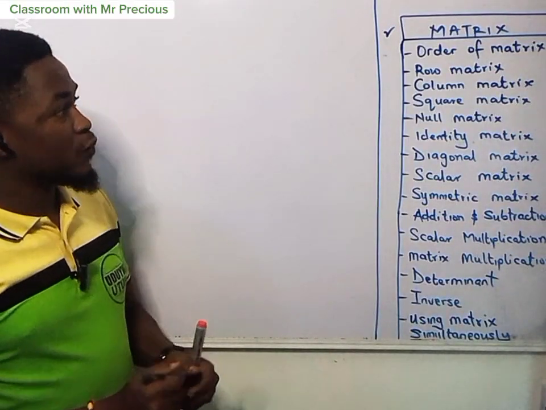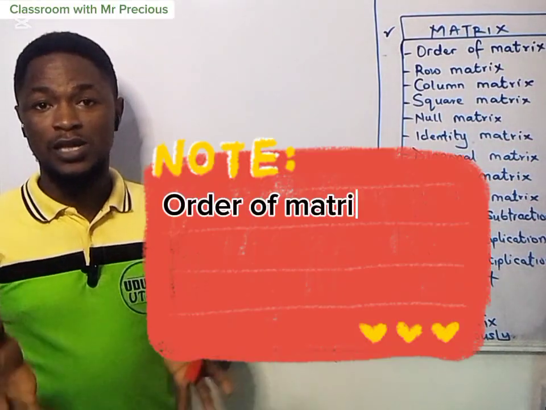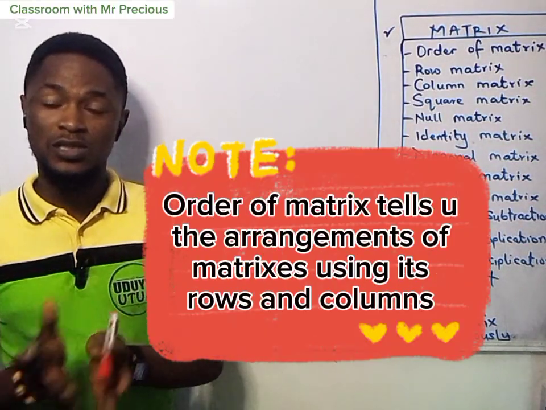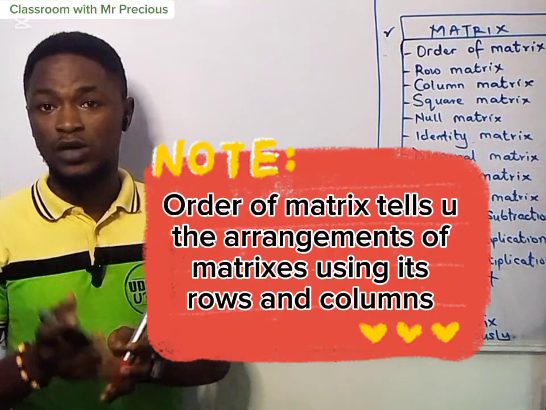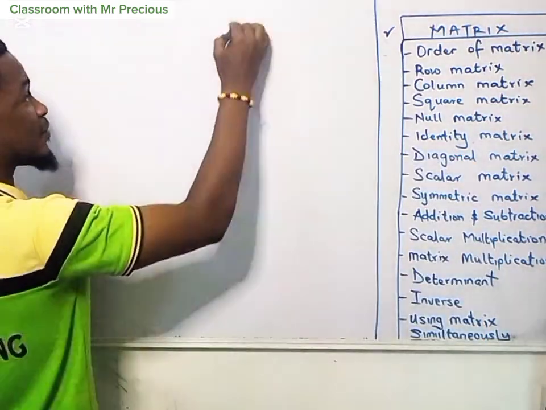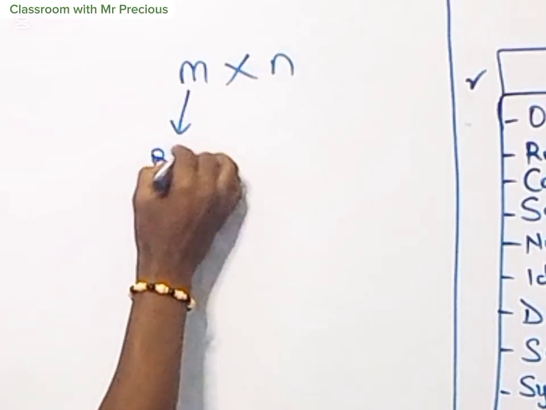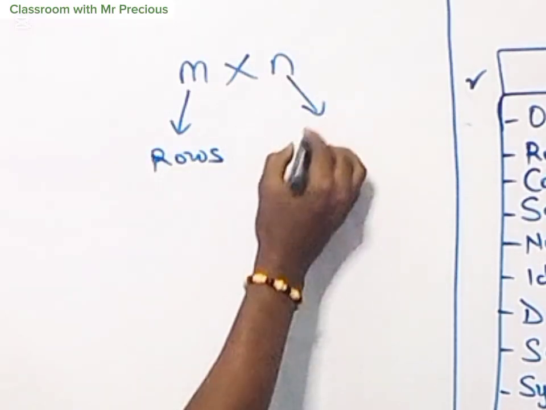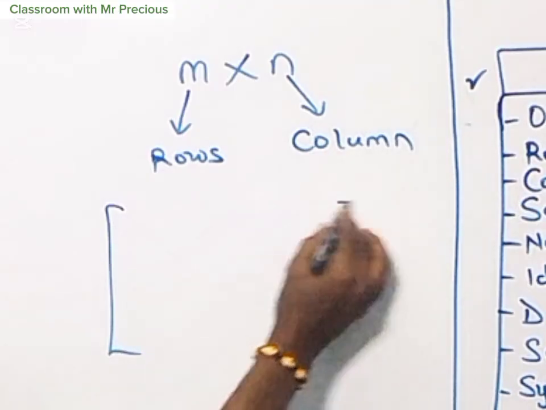What does it mean when you say order of matrix? So the order of matrix is just telling you how these numbers or elements are arranged, right? As I've said, we have what they call rows and columns. So the order of a matrix is given as m by n, where m represents the rows and n represents the columns.